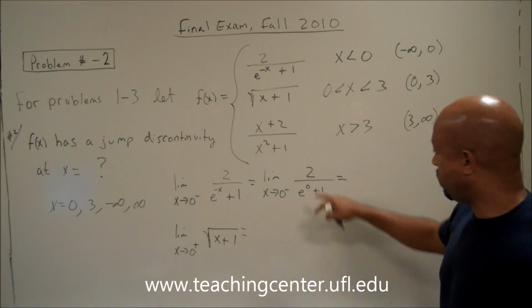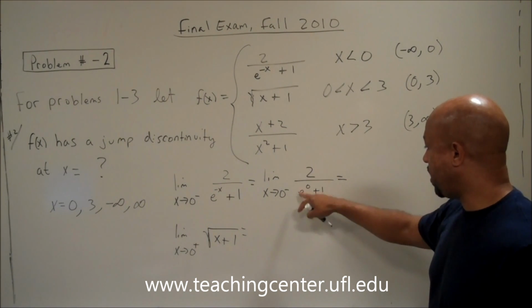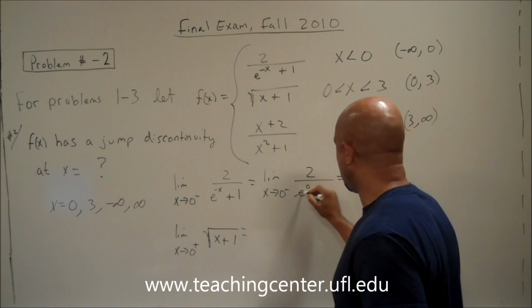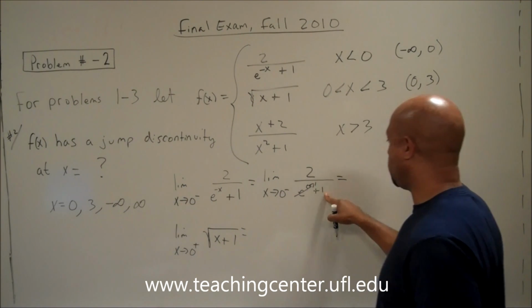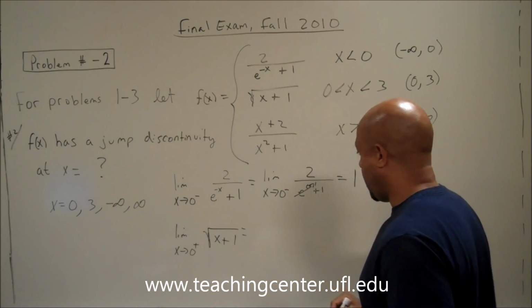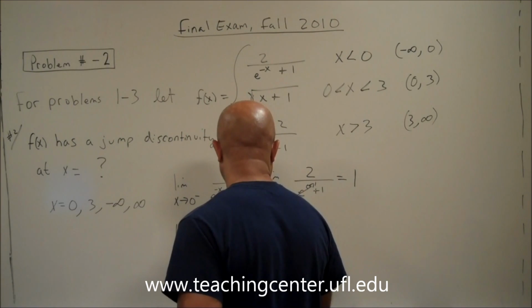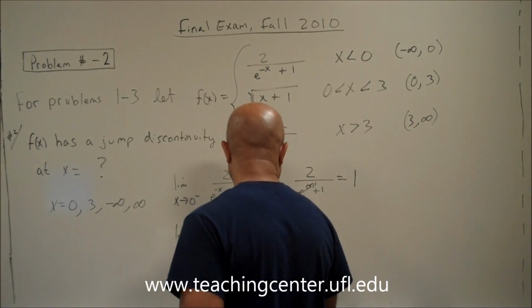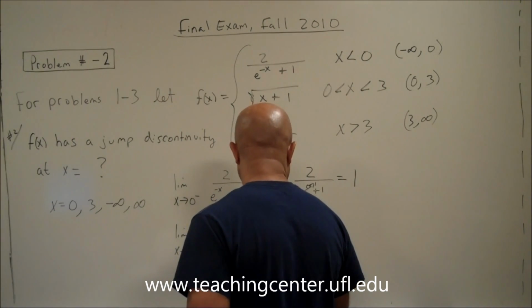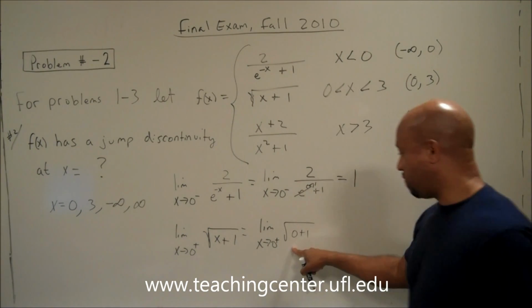So when we do that, we get the limit as x approaches 0 from the left of 2 divided by e to the 0. Well, that just goes to 1 plus 1, which is 2 over 2. So this limit is just 1. And we do the same thing, direct substitution on the bottom one. X approaches 0 from the right of the square root of 0 plus 1, which is basically the square root of 1, which is 1.